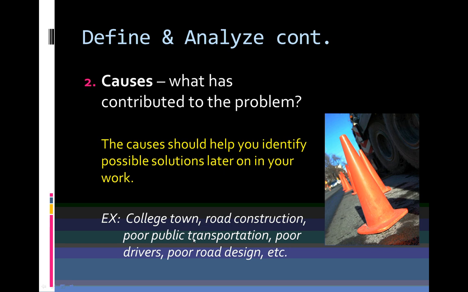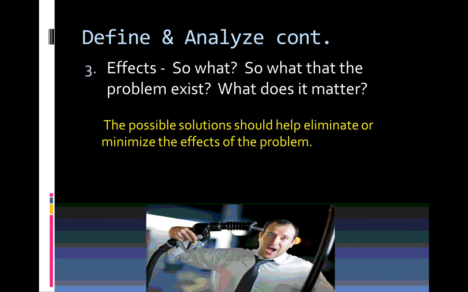So if poor public transportation is a cause to the problem, then that leads us to a good possible solution of improving public transportation. The third subpart of analyzing the problem has us looking at effects, the effects of the problem. So what if Austin traffic is bad? What does it matter? What do we care? In essence, the possible solutions should help eliminate or minimize the effects of the problem.